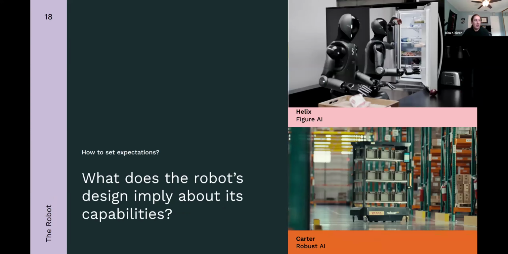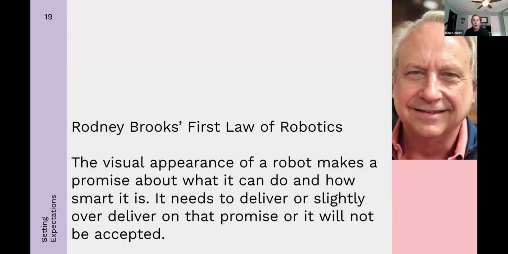All right, so now we'll talk a little bit about the actual physical design of the robot. The physical design of the robot implies a lot about its capabilities. Rodney Brooks is the CTO at Robust, where I work. He's also a professor at MIT and was one of the original creators of the Roomba. So he's been in robotics a really long time, and he has a couple laws of robotics that he has talked about that I am stealing for this.